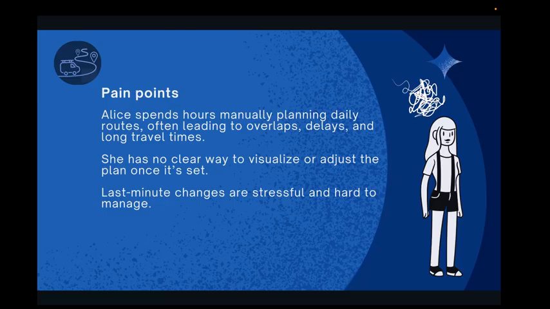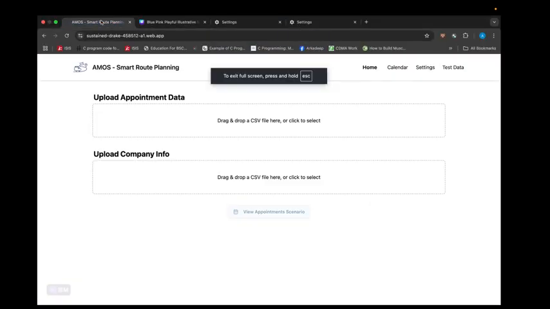Let me take you through our application as well. This is the Smart Route Planning app. So we upload the appointment data and the company info data in our application. Appointment data is nothing but the daily appointments, the start address and the end address of these appointments, and also on what day that appointment is. And the company info is nothing but the start address and the end address of the company for which we are building this application. Now let me upload the appointment data and the company info data.